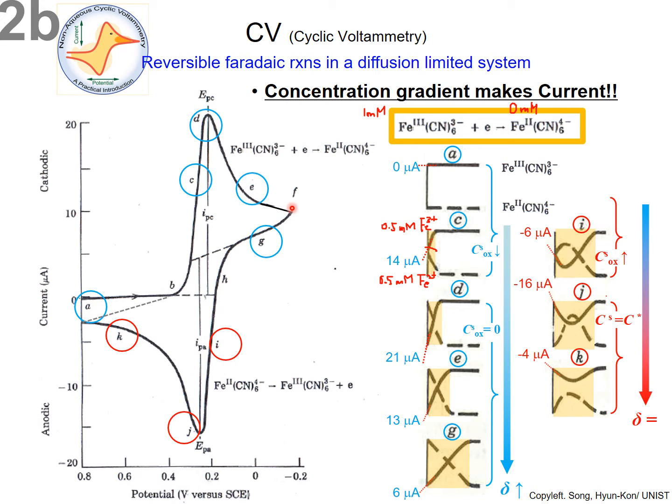And then at the F point, I have reversed the potential sweep from negative potential to positive potential. Now let's go to the G. We are still in the cathodic process because the current is cathodic. Then what happens? At the point G, we still have the surface concentration of oxidized species at 0 millimolarity. However, the thickness of the diffusion layer increases. So the slope of the concentration gradient decreases, and you would obtain 6 microampere, which is less than the 13 microampere. So right now we are at G.